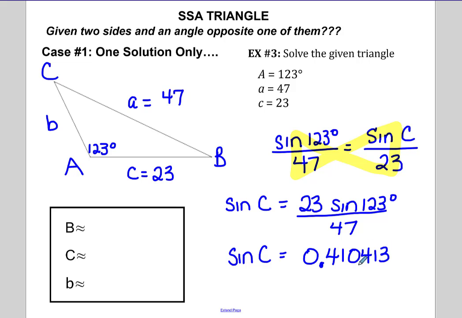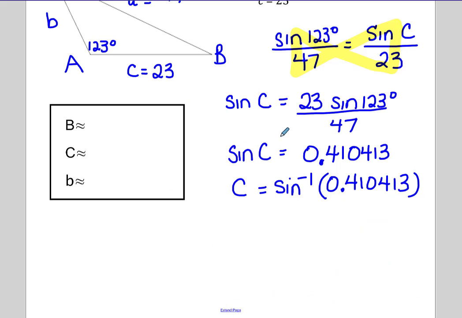But you see, this is not my angle. This is the value for the sine of an angle in a radian measure. So to actually find angle C, my calculator needs to help me by doing the inverse, because the inverse of both sides is going to give me the radian measure for that angle.